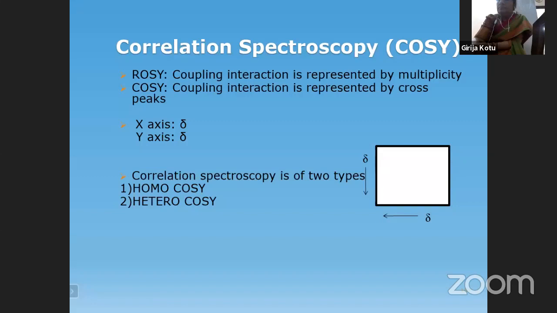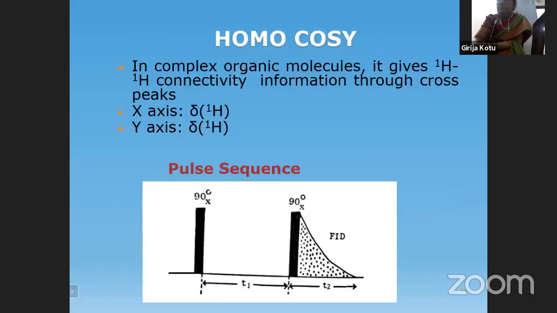So here again, the coupling interaction may be between similar kinds of nuclei like proton-proton. Hence it is homonuclear, or homoCOSY. Between different kinds of nuclei, for example carbon and proton, it is heteroCOSY. Homo COSY is nothing but conventional proton NMR, which we are trying to represent in the form of a 2D NMR. And hetero COSY is nothing but conventional C13 NMR, represented in the form of a 2D NMR. Okay, let us see homoCOSY.